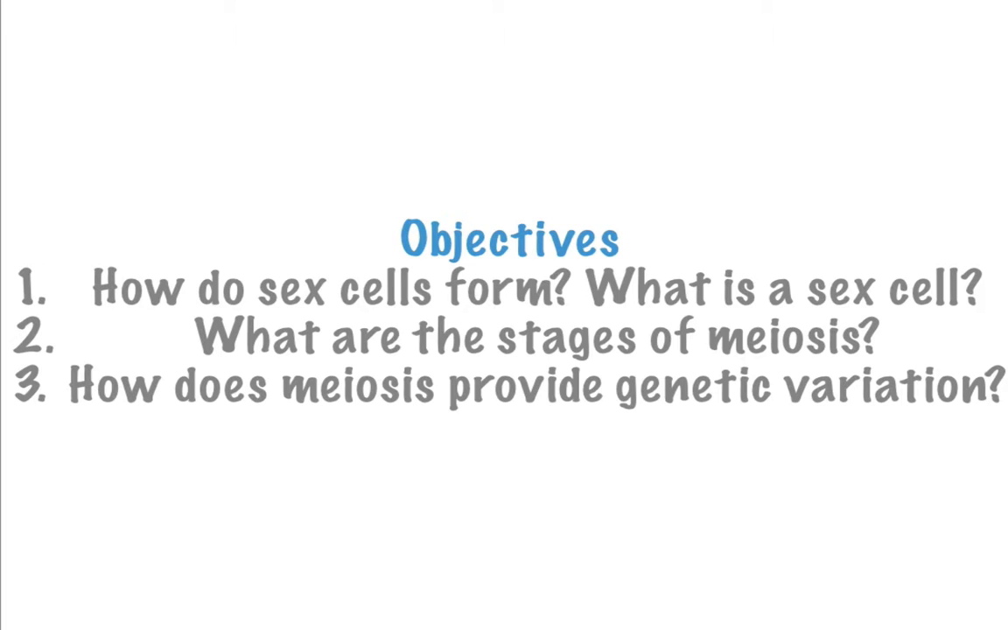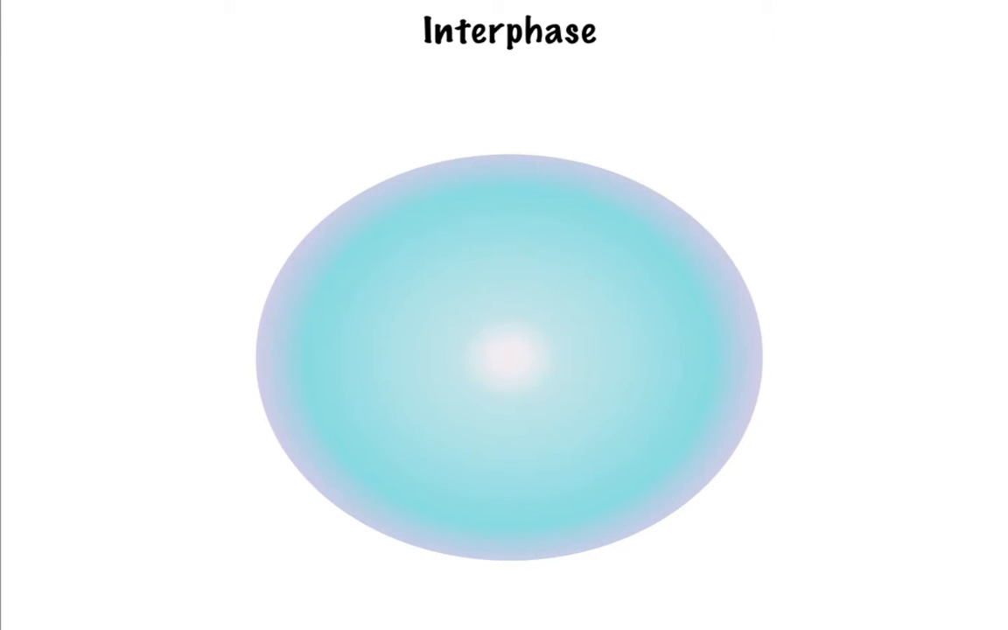Women form their sex cells in their ovaries, and males form their sex cells in their testes. Then when you have these two meet, you have fertilization, a zygote, and then you begin to have the formation of a human being. All right, well, let's begin.